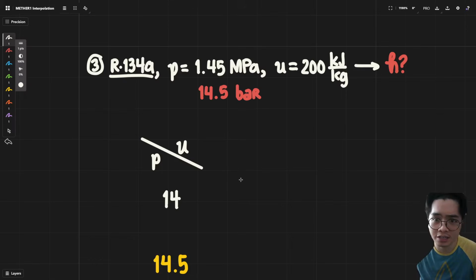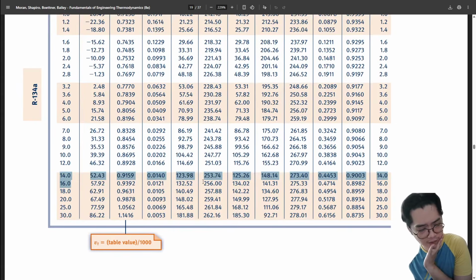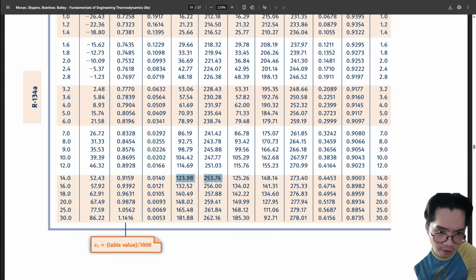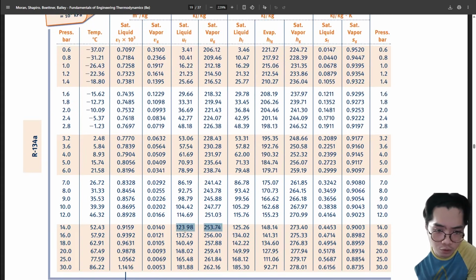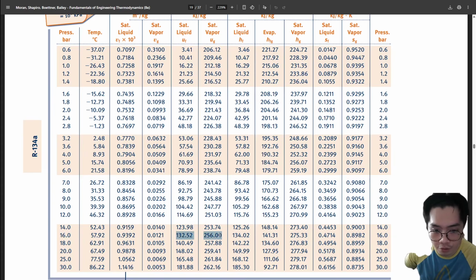What I recommend that you put in here, knowing that this is probably not something that you're going to be sure of, is quality. Look at this, for 14 bar, your UF and your UG values correspond to 123.98 and 253.74. If we think about where 200 is in here, it's in the middle. So if your pressure were 14 bar, it would be saturated. In 16 bar, your UF and your UG values are 132.52 and 256, which means it's also saturated.